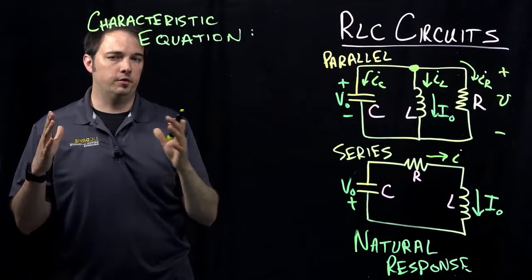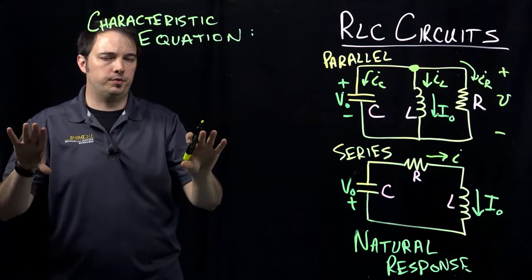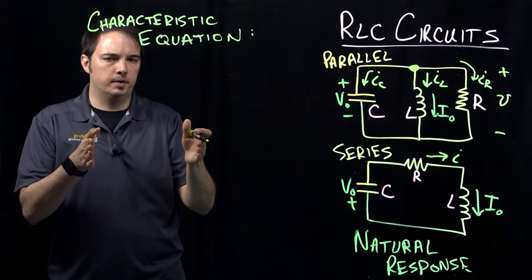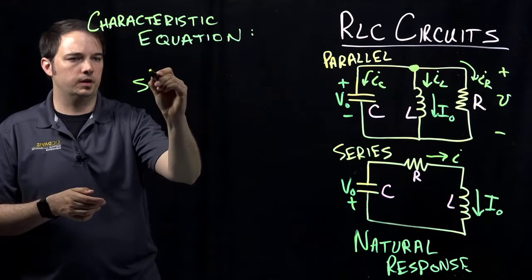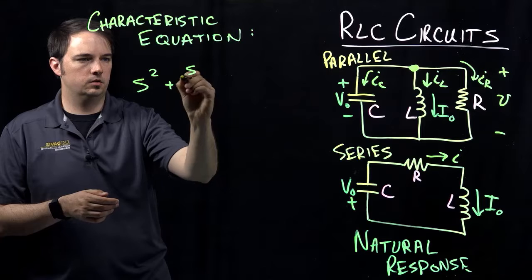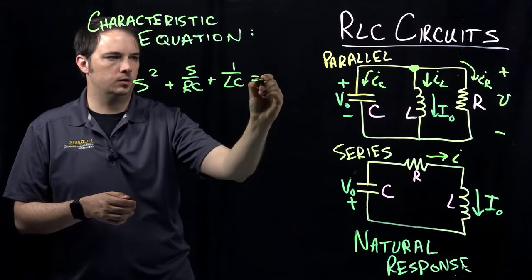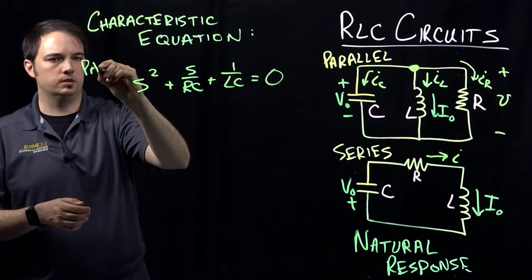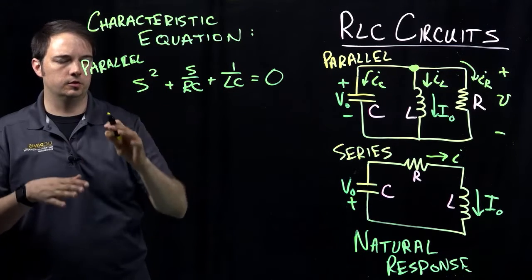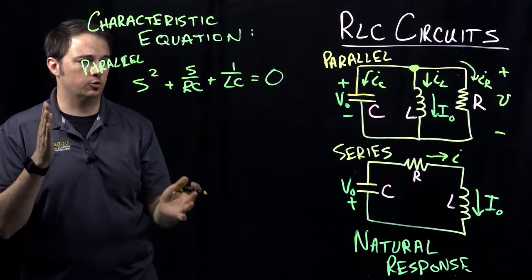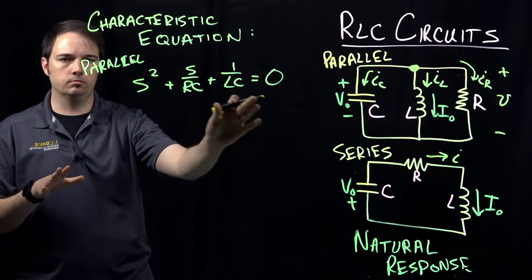Okay, so again, if we took the form of the solution that we had previously and plug it into that second order differential equation, we can factor out the exponential, and what we're left with is what's called the characteristic equation, which takes the form as follows. It looks like s squared plus s over RC plus 1 over LC equals 0. Now this is specific for the parallel case, because again, we came up with two separate second order differential equations, one for the parallel, one for the series, and they more or less had the same form, but there were some different terms that we saw in there.